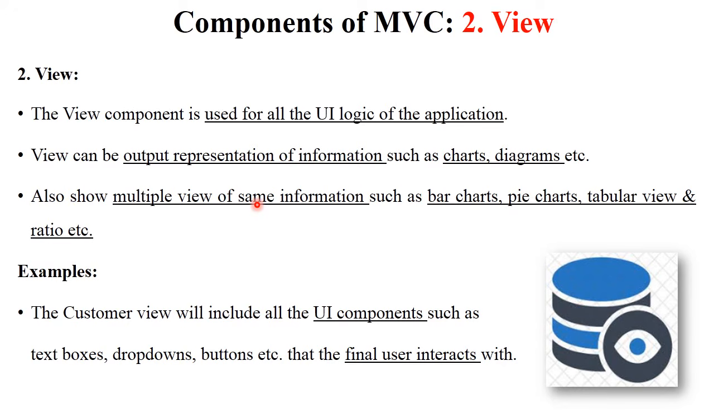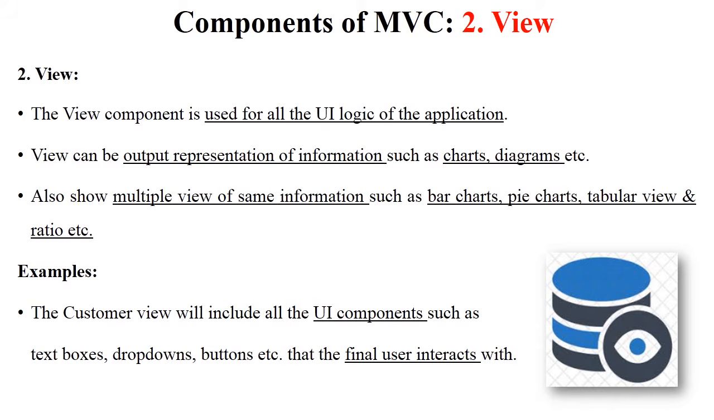So view belongs to the user part or customer part, right? The customer views all the essential information only. The examples are, customer view will include all the user interface components such as text boxes, drop downs, buttons, etc. So the final user interacts with the view component, right?